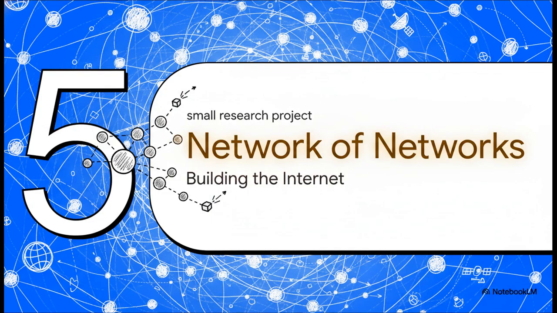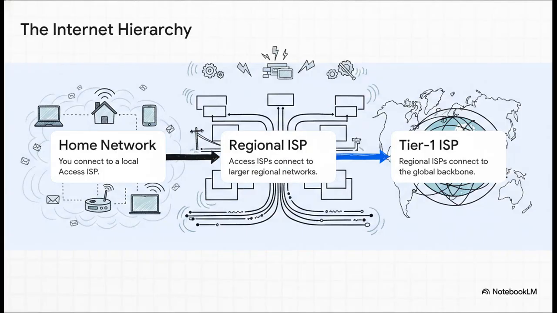So for our final piece, let's zoom all the way out. How did this one choice, going with packet switching, allow the internet to explode from a little research project into the global network of networks that we all depend on every day? You see, the internet isn't one big company. It's not a single thing. It's actually a massive collection of thousands of separate networks all hooked together in a kind of hierarchy.